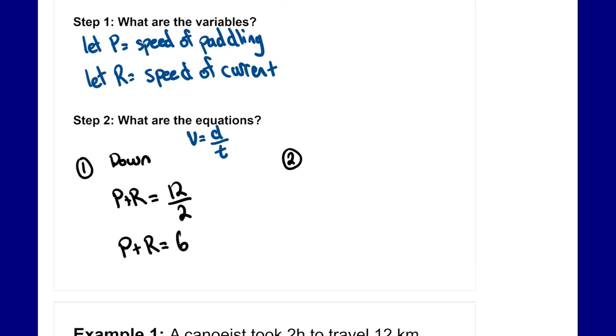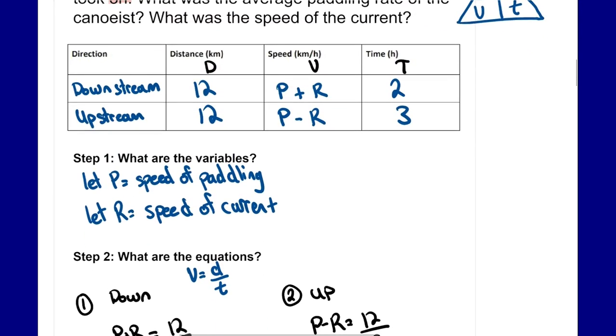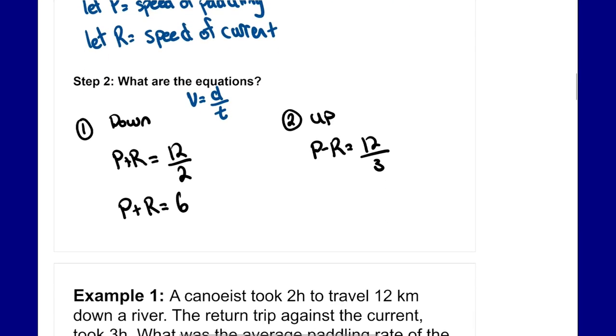The second part, when we're going upstream, is going to be P minus R is equal to 12 over 3. Again, just getting that from our table. So our speed, the paddler minus the river, P minus R, is equal to 4. Now I have two equations.